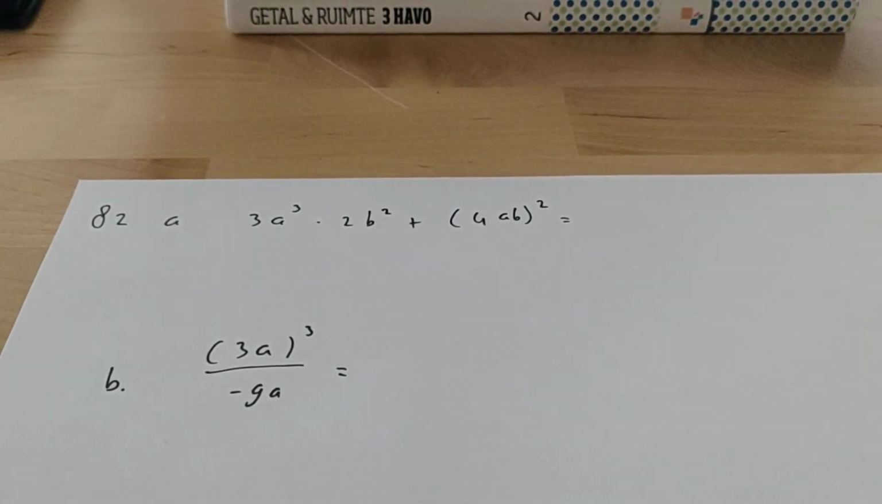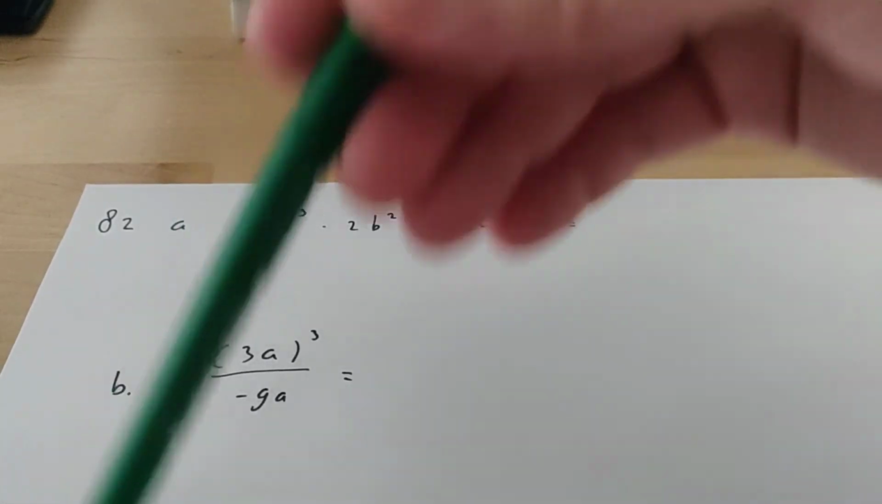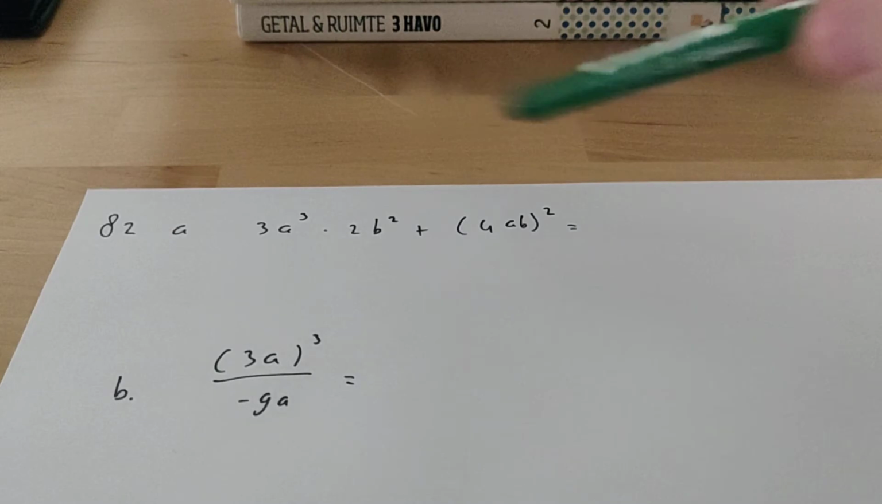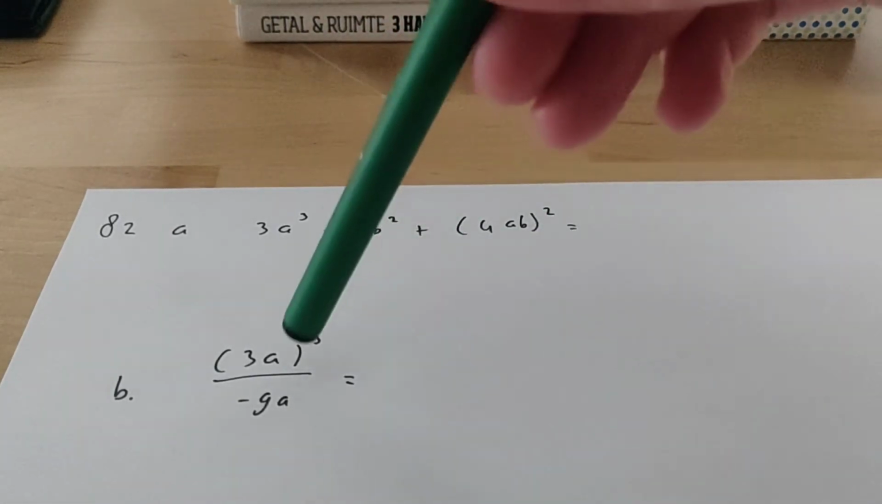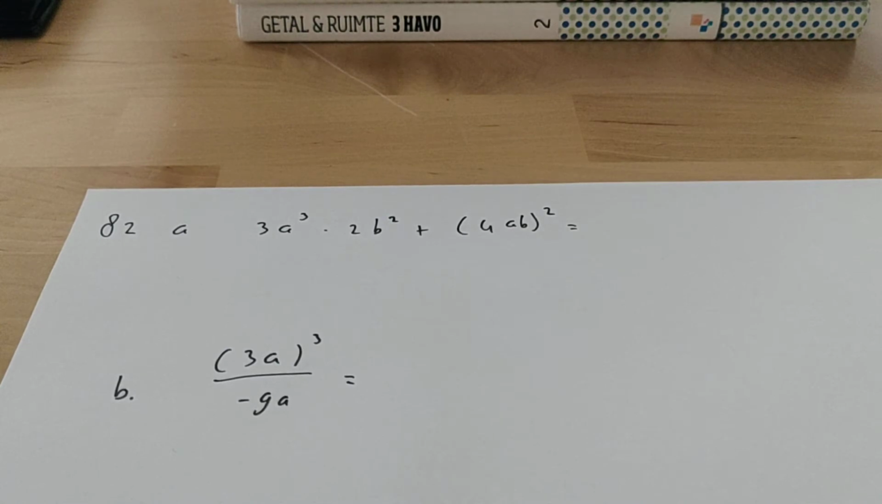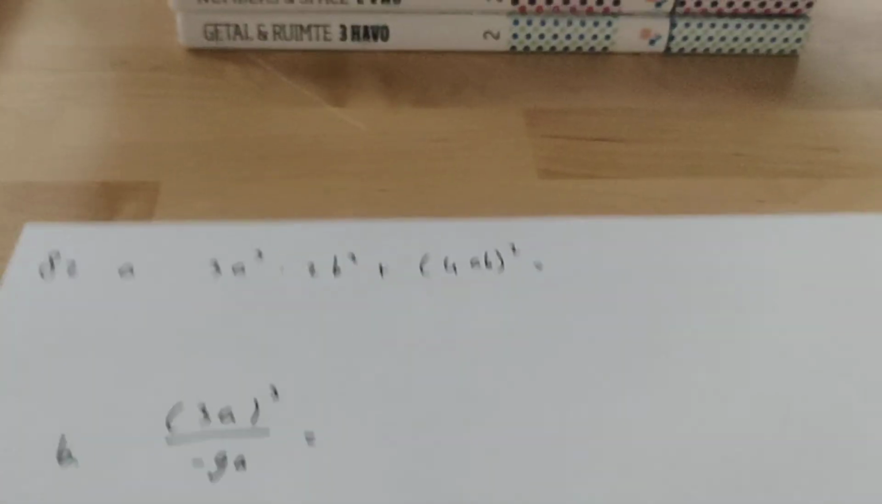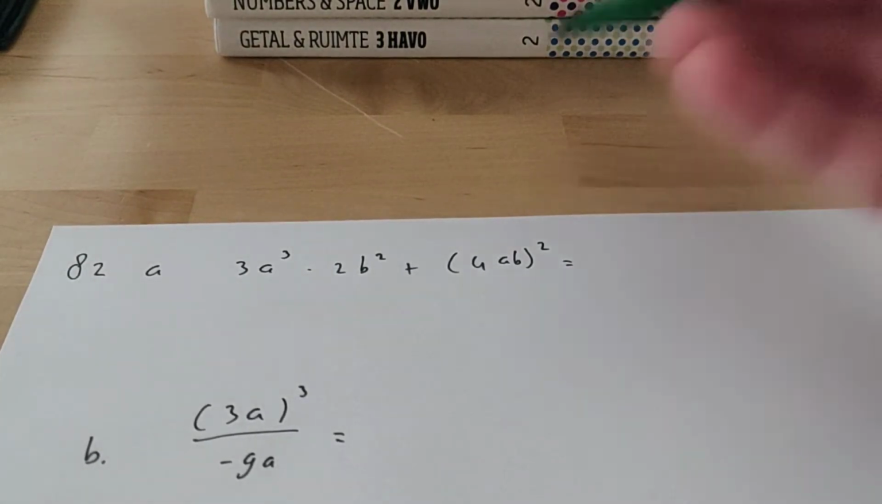Alright, this is another video for 1HT, this time about exercise 82 and then A, B and C, which is not yet visible for you. These exercises are kind of difficult because you have to do times here, you have to work out brackets, and then here you also have to do something with divided by, and then C is even more difficult. And I'm also going to make a video about the other exercises in 82. But let's just start here.